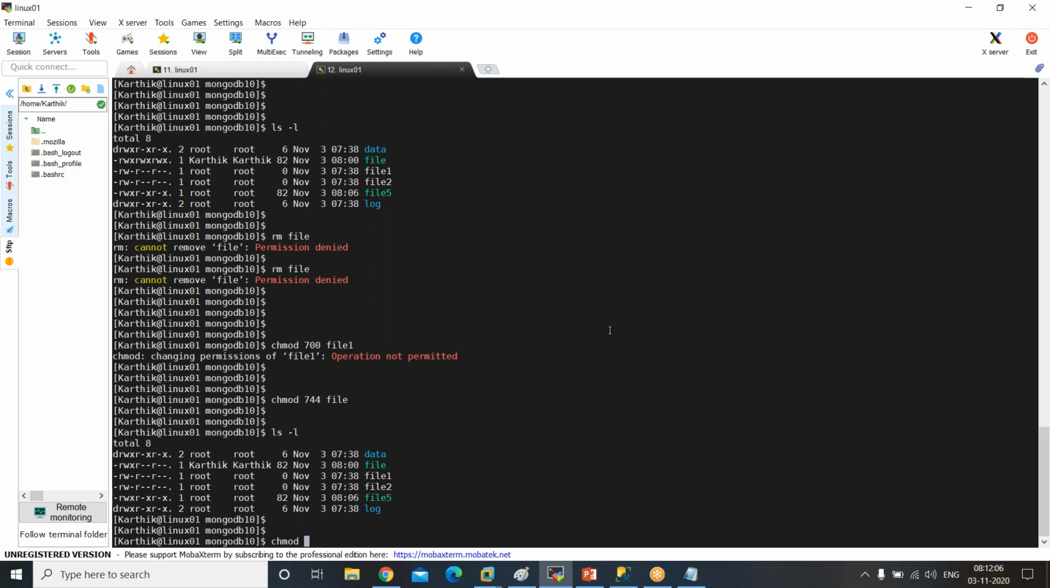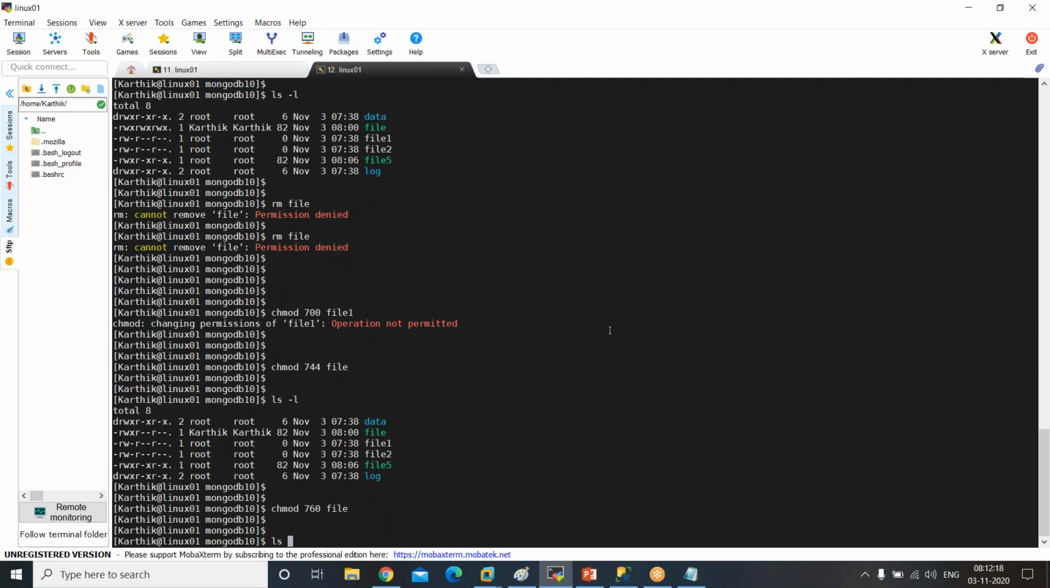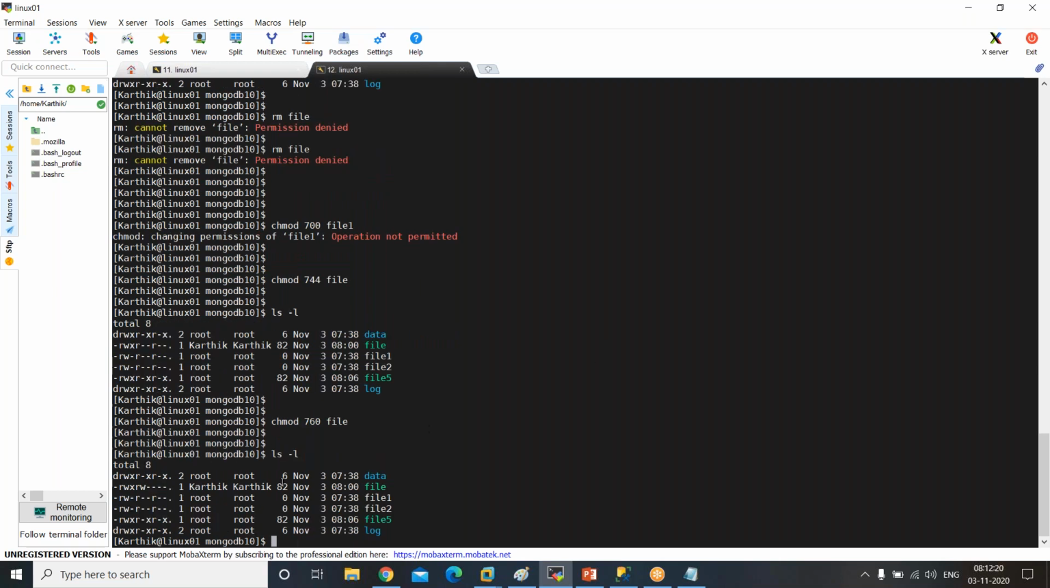Why? Because he's only working on that file. chmod 760, so others are not getting any permission. Now if you do ls -l, the permissions are changed again. Read, write, execute for owner. Read, write for the group. For others, there is nothing.